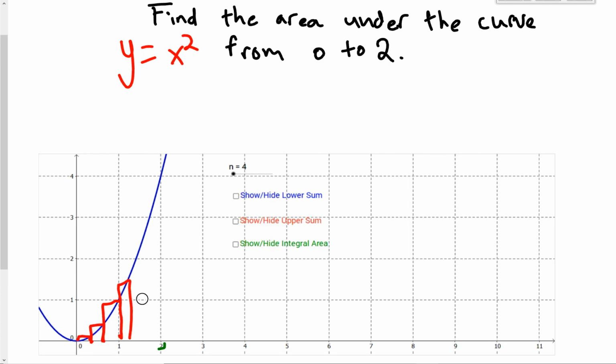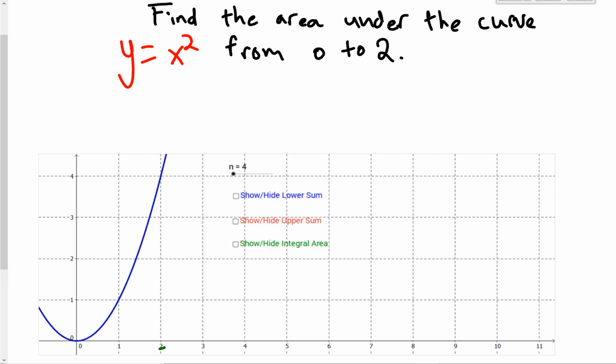So we can start to see that the area I'm overestimating here gets smaller and smaller and smaller. As we increase the number of rectangles we create, we actually want those rectangles to be the same width, because then it makes it easier to multiply and add those together, which I'll show you how to do.